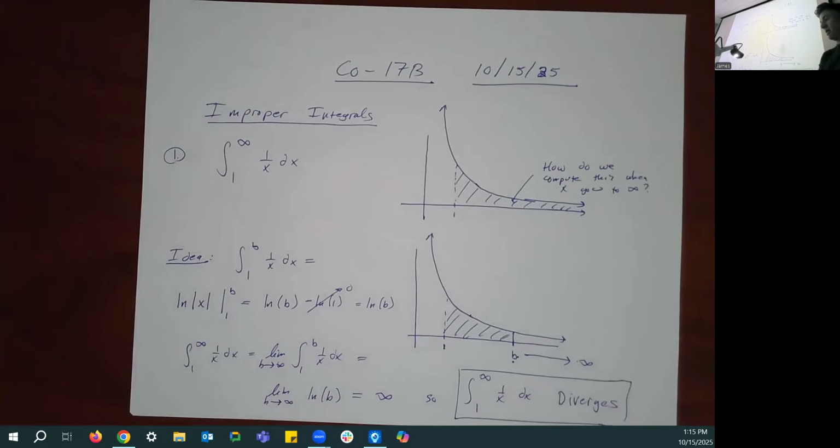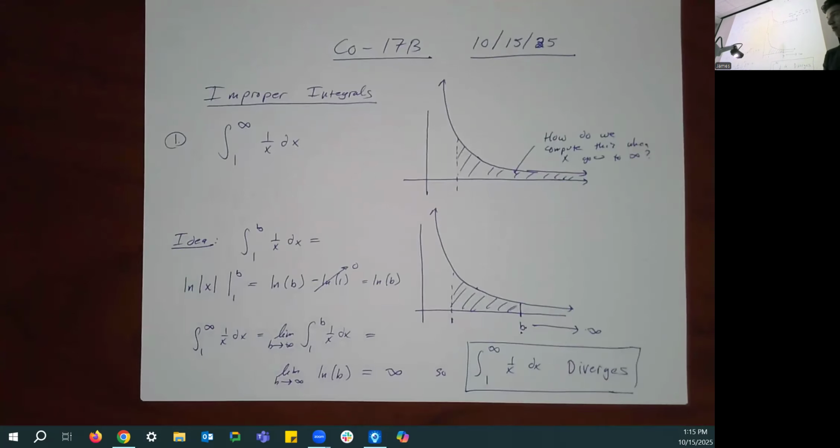Because that integral is not equal to some finite number. That limit is not finite and real. Definitely ask questions if you have them, but we're going to do some more examples.